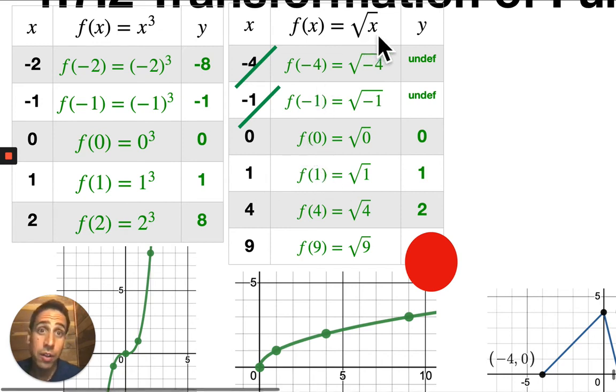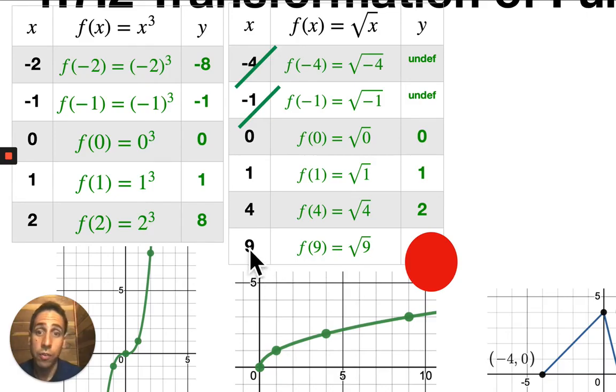Here's the square root of x, and if we haven't taken the square root of stuff in a while, when you take the square root of a number, you ask yourself basically what number times itself would give you the number that you see in the square root. So that's the rule for this function. We take the input and take its square root.